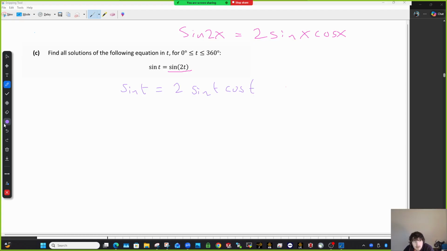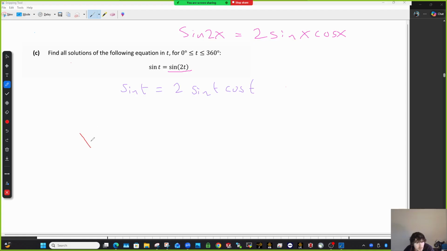And one thing people could do here, and it wouldn't be a great decision, would be to just say, oh, the sine t's cancel here. You'd actually be throwing away a bit of a solution there. So I'll show you why. Let's come up with an example of that.